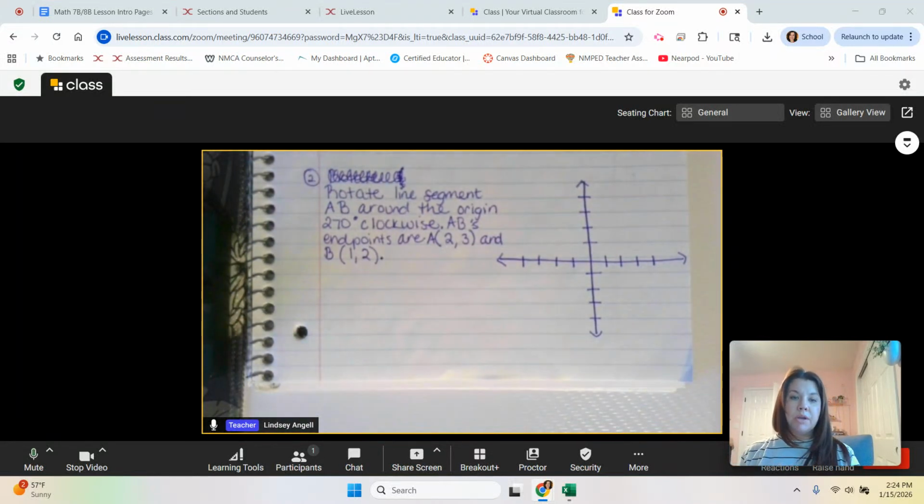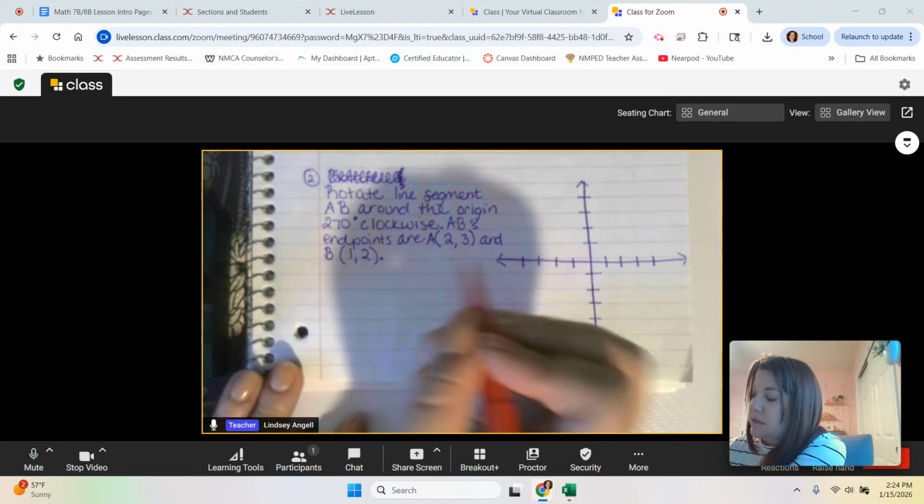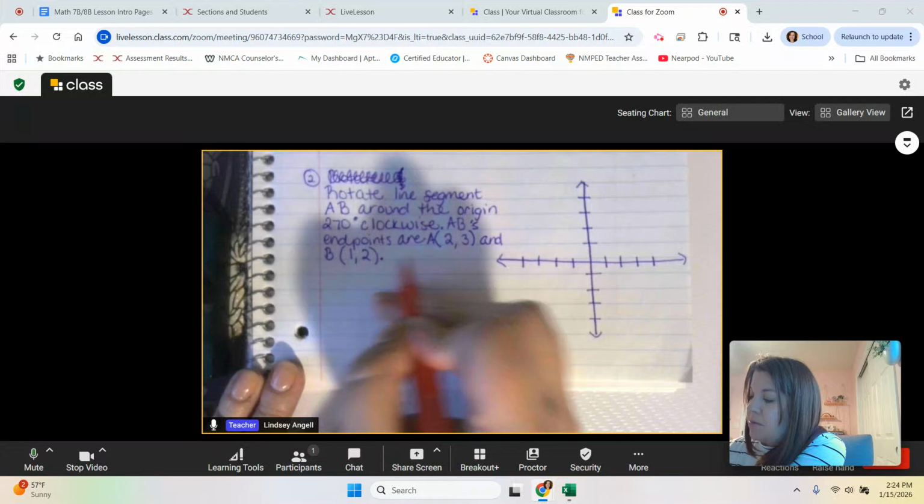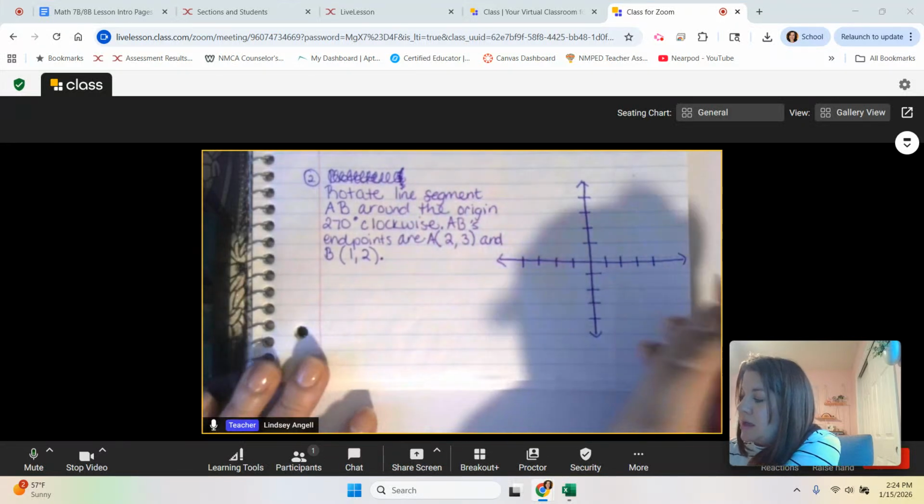With number 2, we're going to rotate a line segment. We have line segment AB around the origin. We're going 270 degrees clockwise, okay? So 270 degrees clockwise. And where AB's endpoints are 2, 3 and 1, 2.